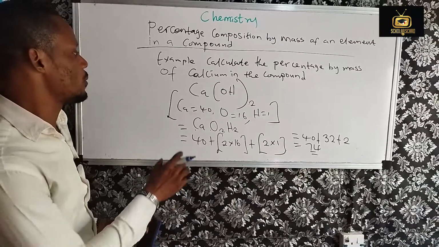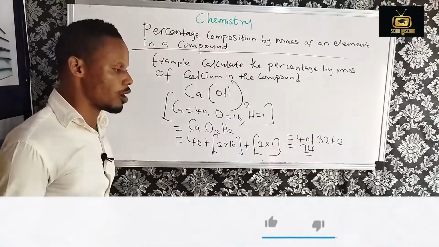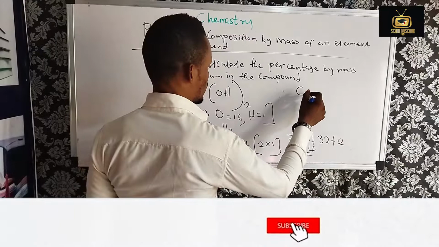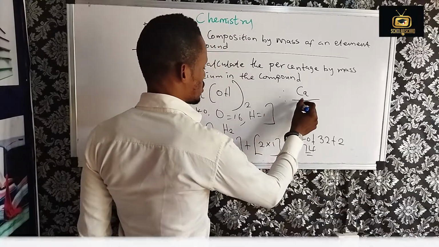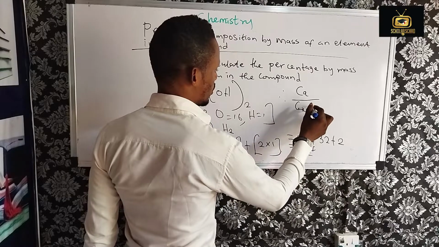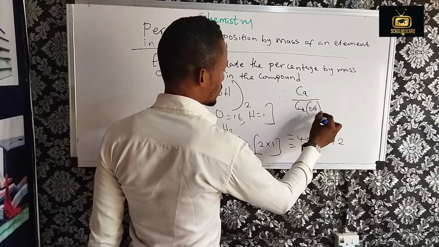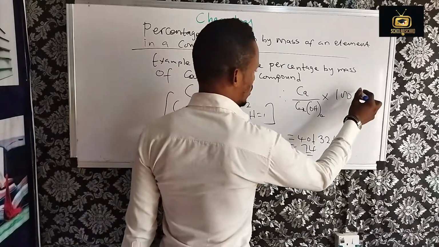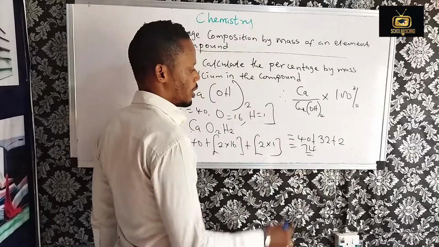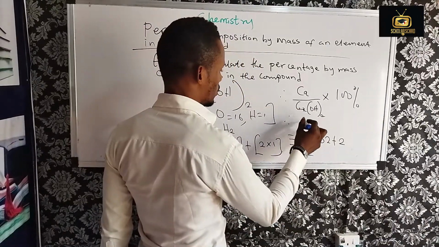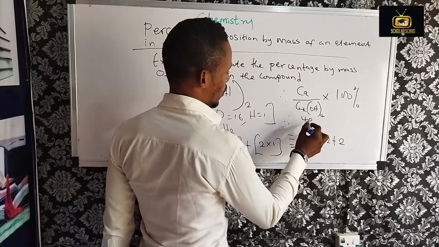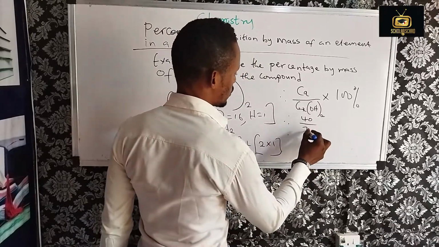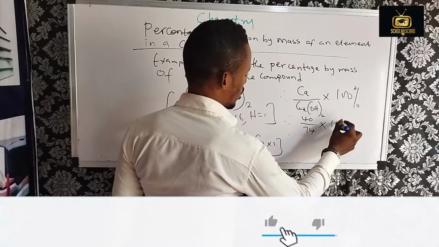Now we are also going to calculate the percentage composition by mass of calcium. We have to express it as a percentage. Therefore, calcium all over the compound calcium hydroxide, times 100%. So this is the formula, and therefore we can say that the mass of calcium is 40, all over the relative atomic mass, which I have calculated as 74, times 100.